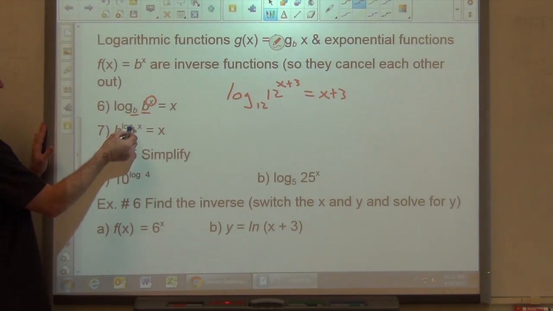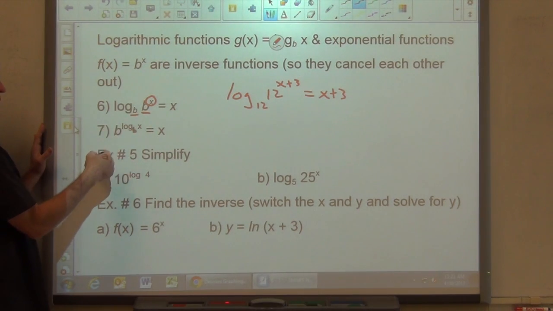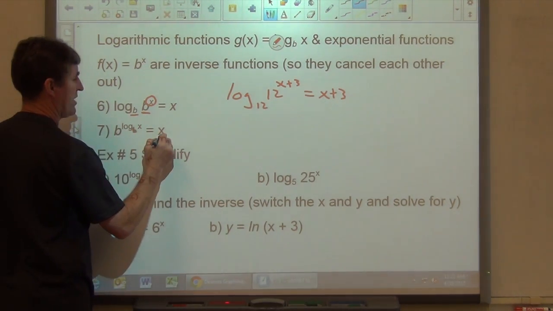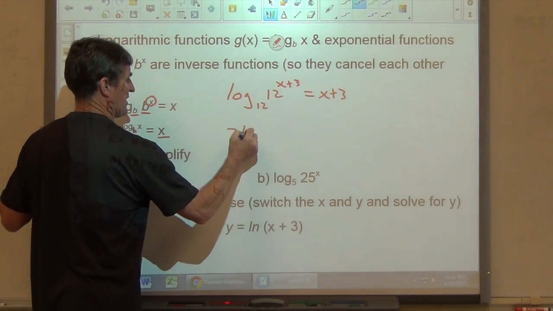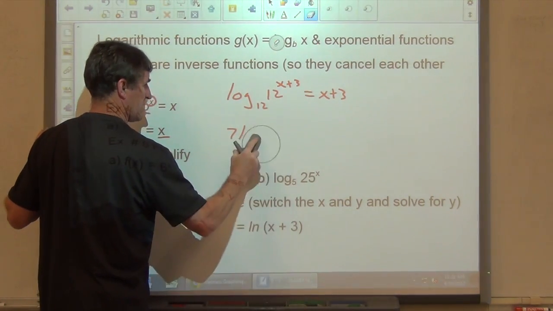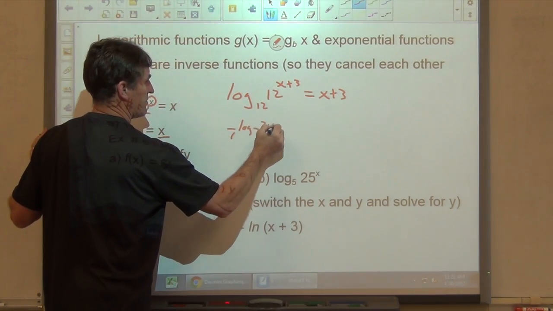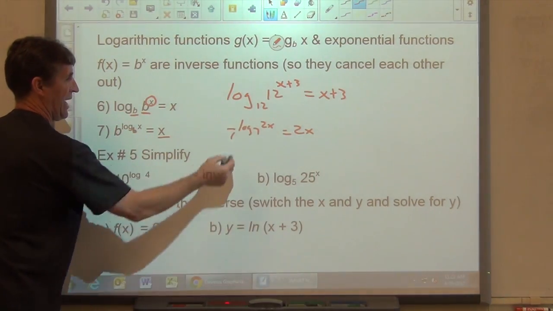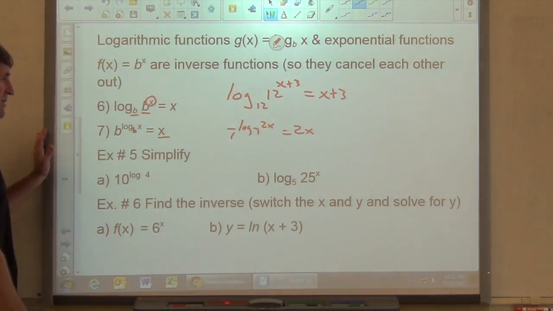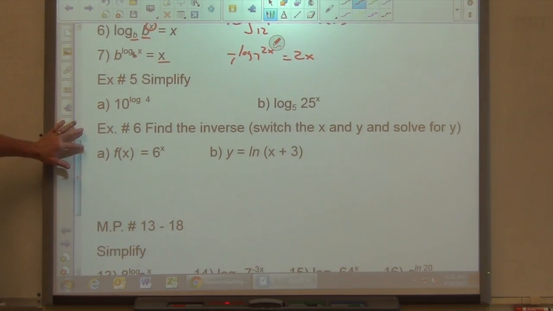Also, if we have a logarithm in the exponent, and the base here is the same as the base here, then again, those are inverse operations. They will cancel each other out, and we will just get x. Or if you have 7 to the logarithm in the exponent, then we would just get 2x, because these exponents and logarithms, if the bases are the same, cancel each other out. So they ask us to simplify these.